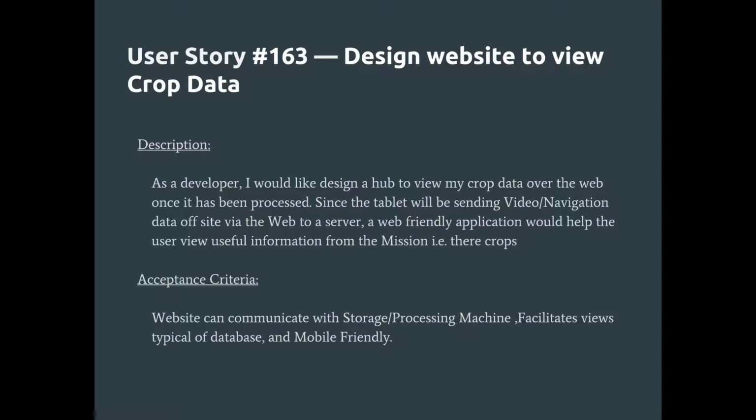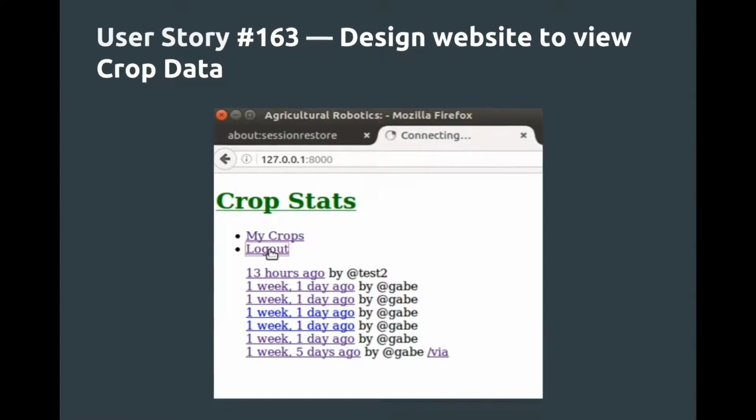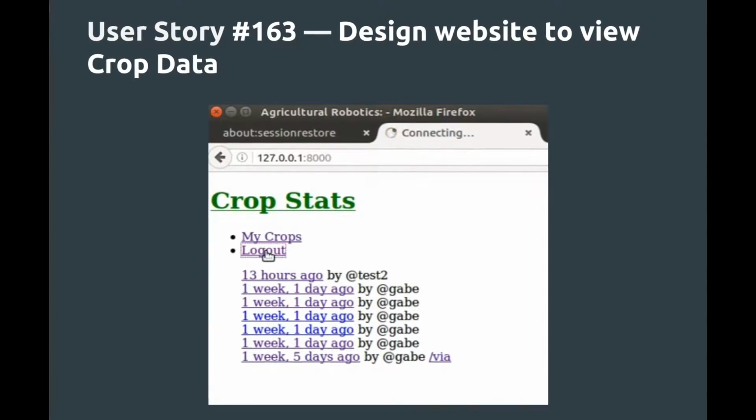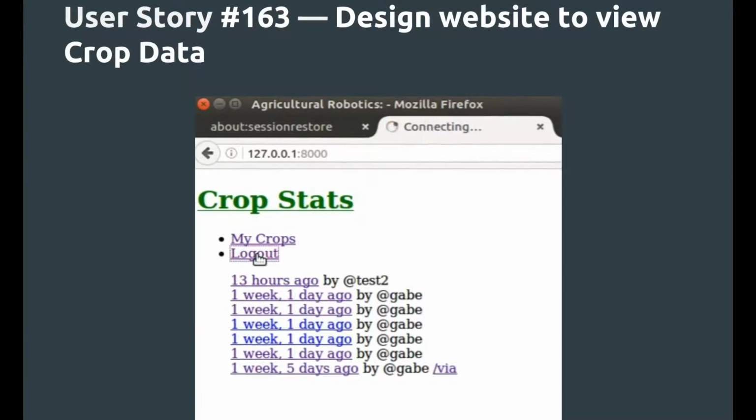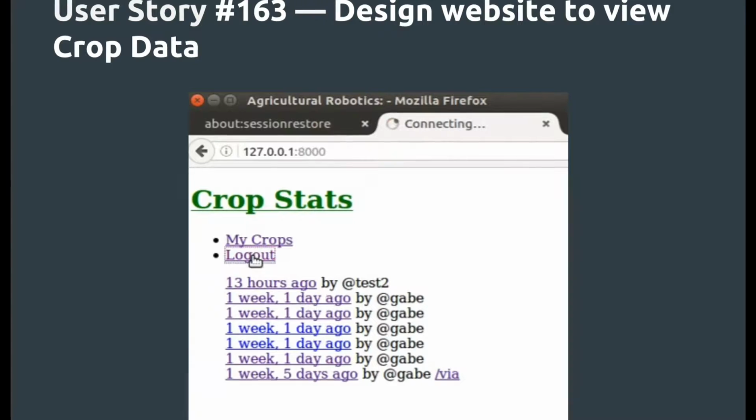Essentially, as long as they have Wi-Fi or internet connection these days, they can go to the website and view their data. The acceptance criteria would be that it obviously communicates with the processing from the CV, facilitates the views of a typical SQL database, and is obviously mobile friendly.